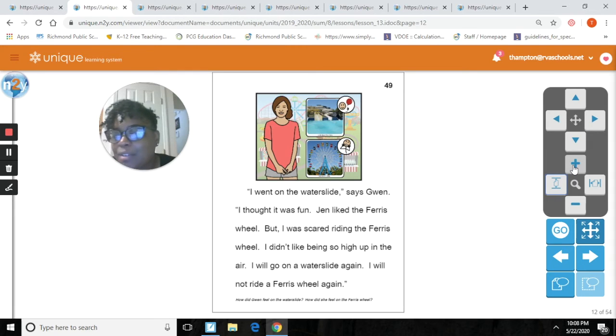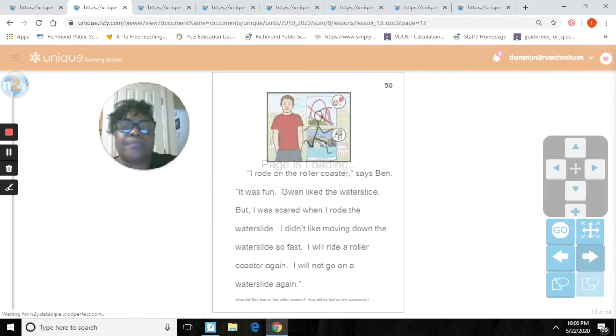All right, I have another statement to make about this page. Now we know that Gwen feels scared, and then people can choose different activities when they go to an amusement park. Not everyone will like the same thing, okay? And that's very true.